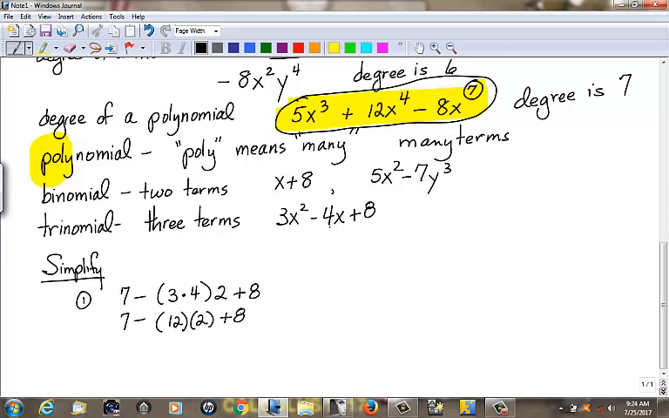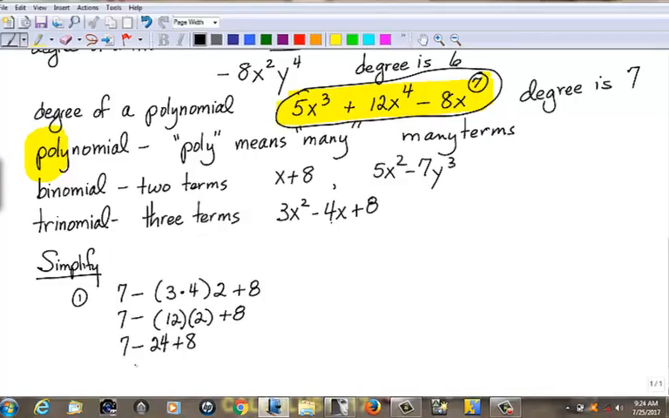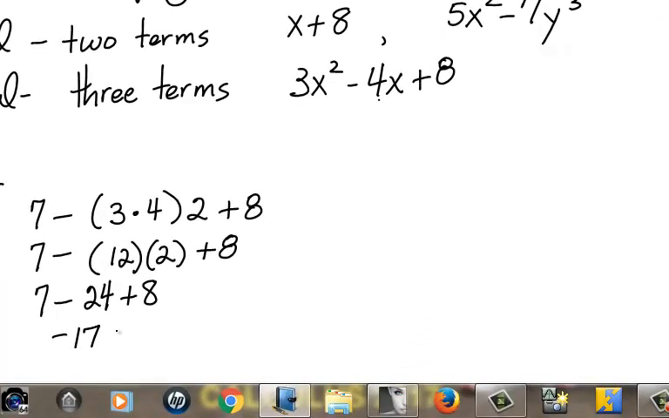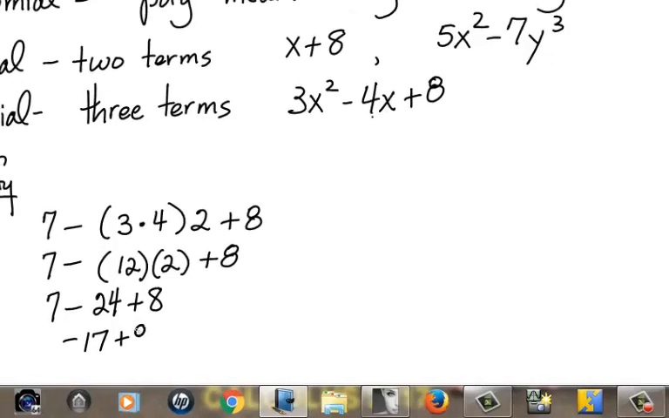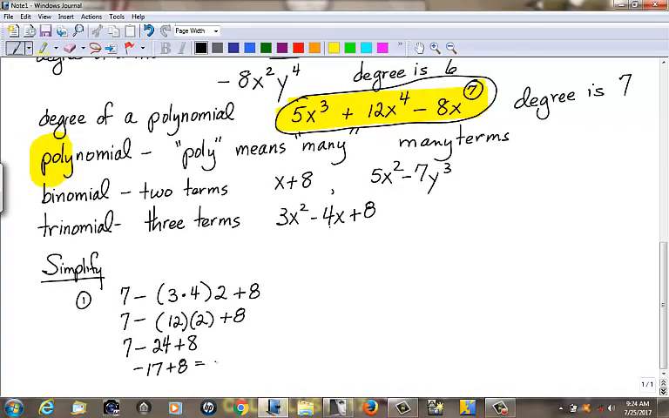Okay, then order of operations says any multiplications or divisions from left to right. So the 7 stays the same. Multiply 12 times 2, 24 plus 8. Okay, and then you go left to right. 7 minus 24 would be a negative 17. Negative 17 plus 8. Okay, and you should end up with a negative 9. So final answer, negative 9. And it's a good idea, either double underline, highlight your answer, put a box around it, okay, something.